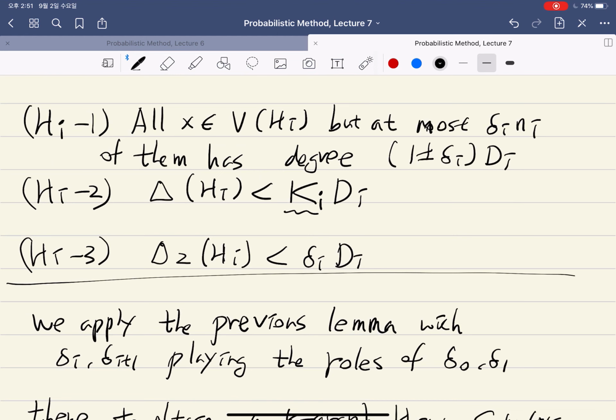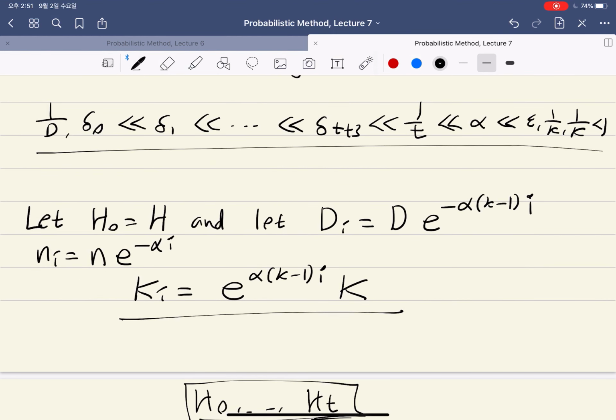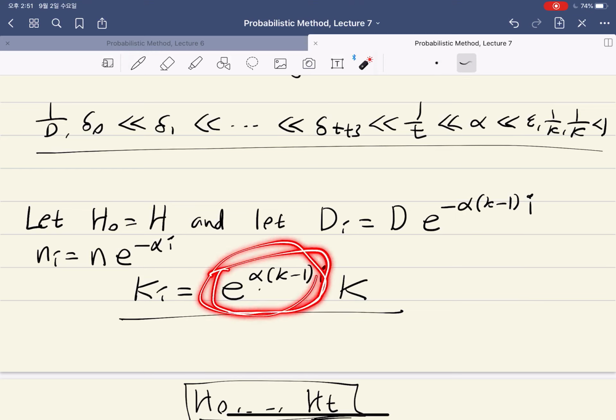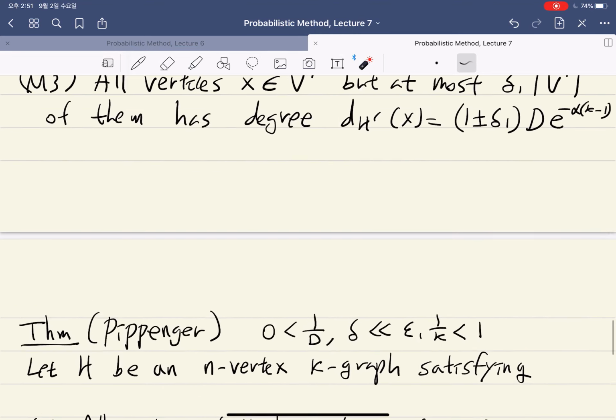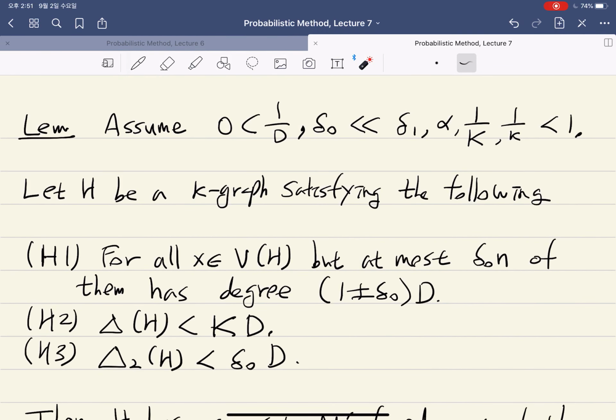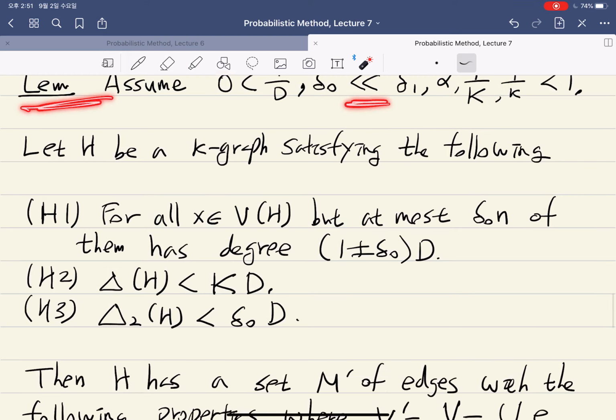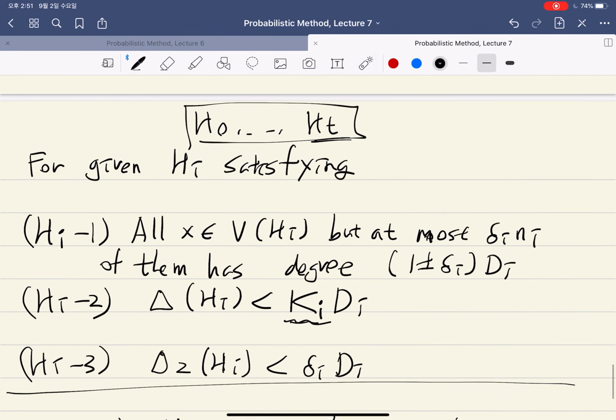And each time this K is getting larger by alpha. So it's getting larger each time by this number, which depends on alpha, and how many times we will apply it, T times. So we will get some large number, KT here, but we have to make sure that these are all much smaller than that. So we can actually apply this lemma. Even if this is large, these are still small. So this relationship required in the lemma is still satisfied.